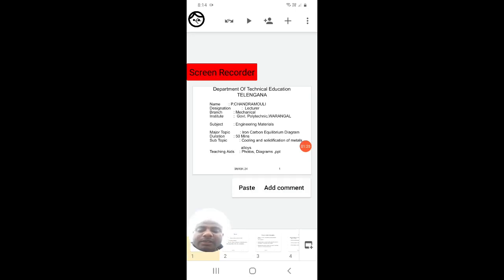In that, iron behaves with different types of properties, exhibiting different types of structures at different temperatures. How all these structures form, we will see in detail in today's class.